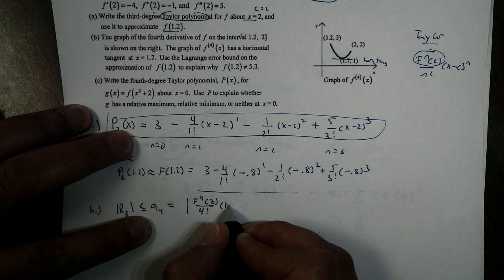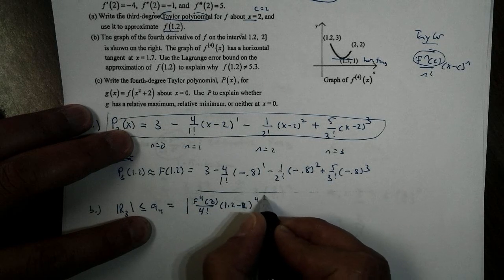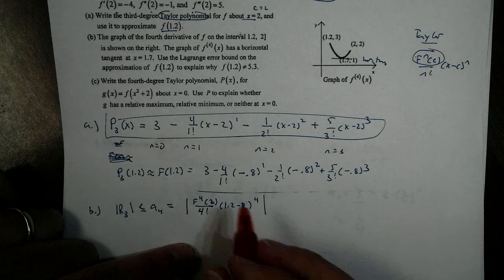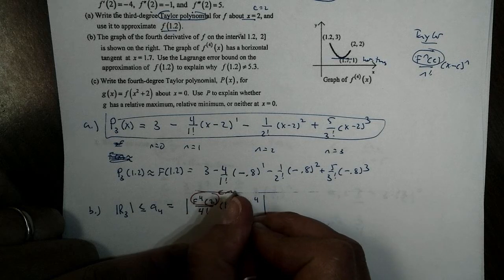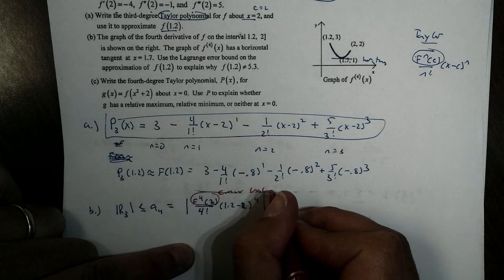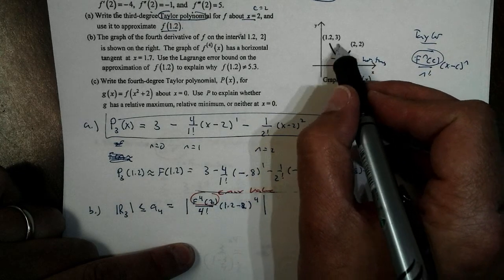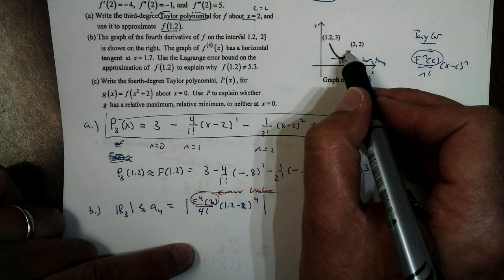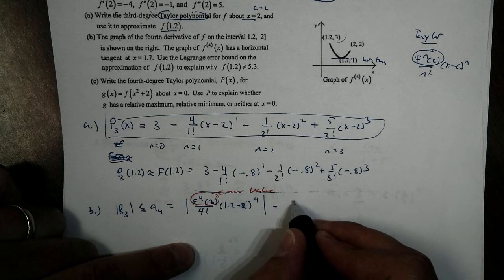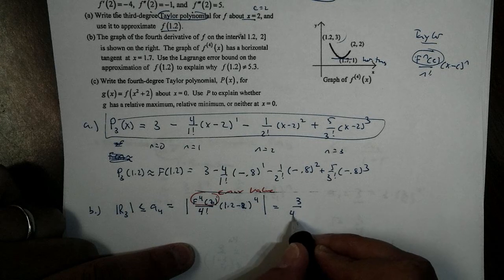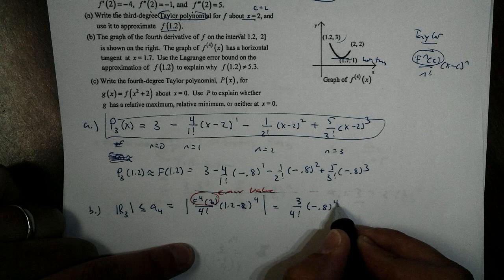And in this case, it will be 1.2 minus 2 to the fourth. Now remember what this says. This says what is the maximum value, right? We want the max value of the fourth derivative. And I can get that by looking over here. Well, here's my fourth derivative on my domain, 1.2 to 2. The maximum value is at 1.2. So the value there is going to be 3. So we can get 3 over 4 factorial times negative 0.8 to the fourth.